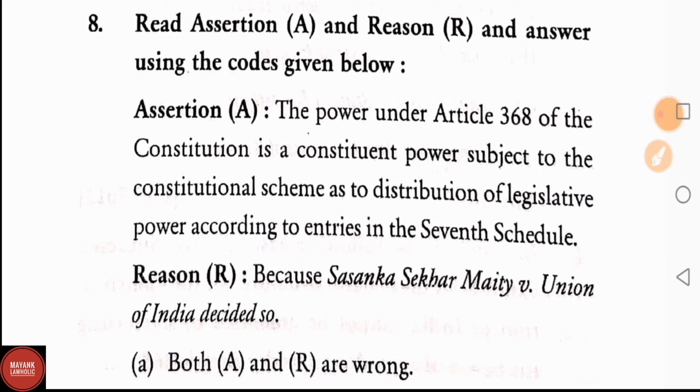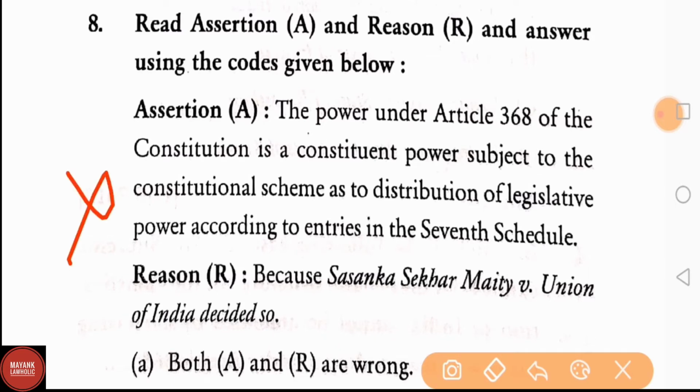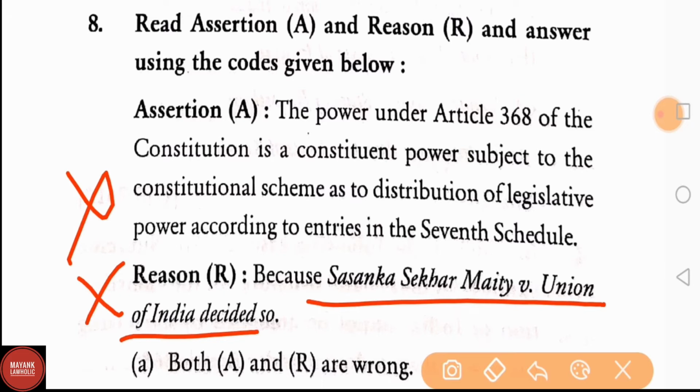Question number 8. Read the assertion and reason given below and answer using the codes. Assertion: The power under Article 368 of the Constitution is a constituent power subject to the constitutional scheme as to distribution of legislative power according to the entries in the 7th Schedule. Wrong. Reason: Because Shashanka Shekhar Maiti vs. Union of India decided so. No, both the assertion and reason are wrong.